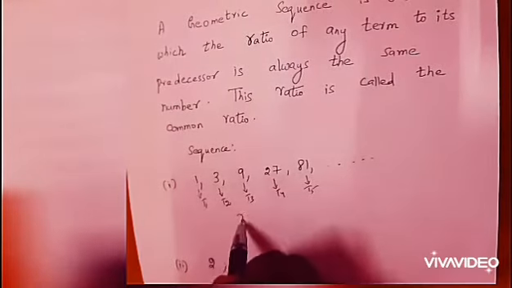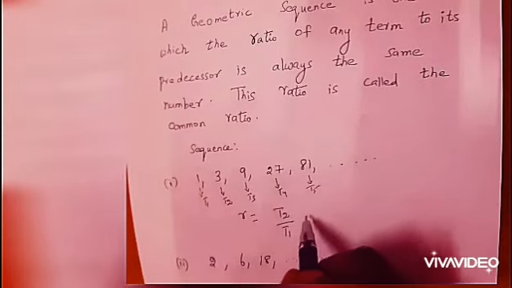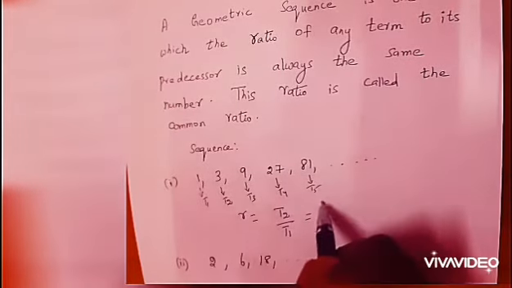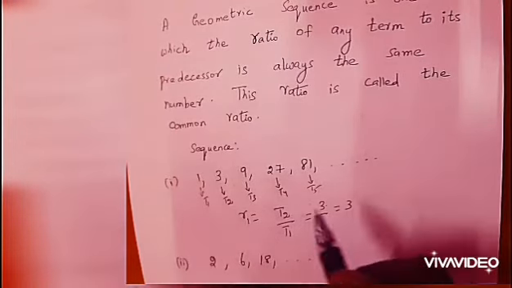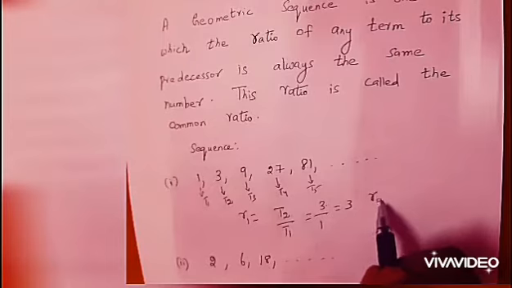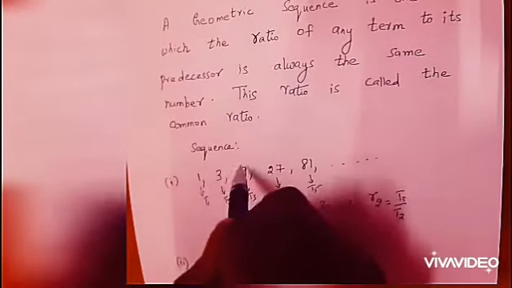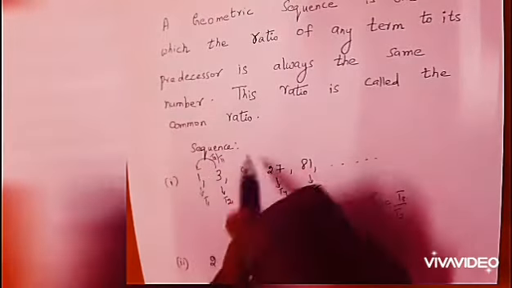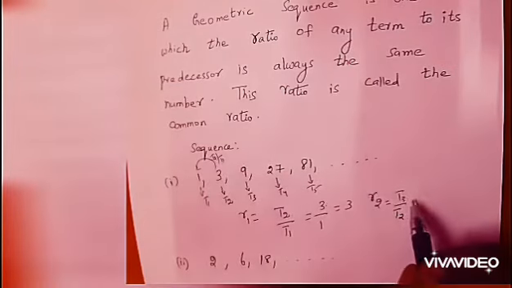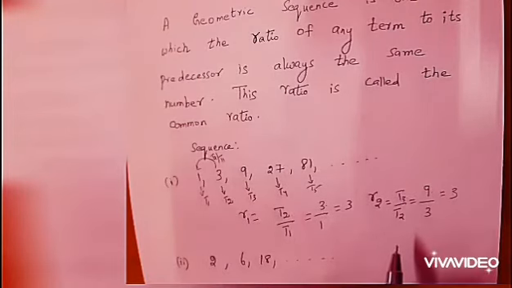Okay, so now we'll see the common ratio. Common ratio is calculated by T2 by T1. So the second term is 3 divided by 1. What is 3 divided by 1? 3. Okay, this is the first common ratio. Second common ratio, T3 divided by T2. First we found T2 by T1, next we are finding T3 by T2. So what is your T3? 9 divided by 3, which is equal to 3.